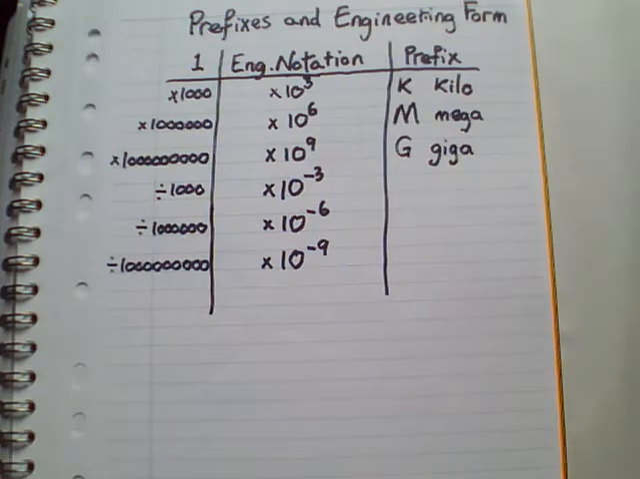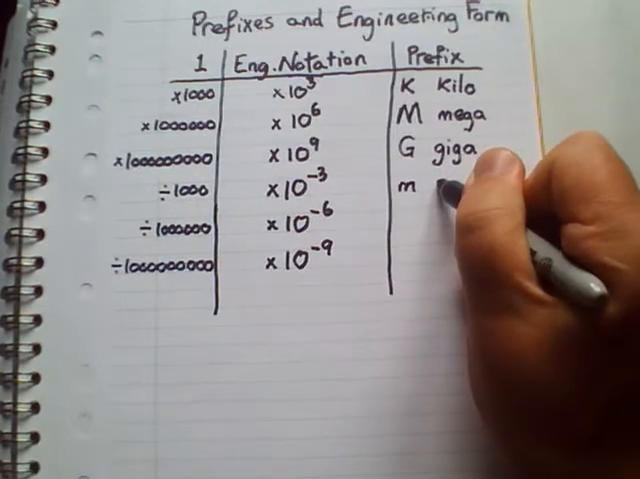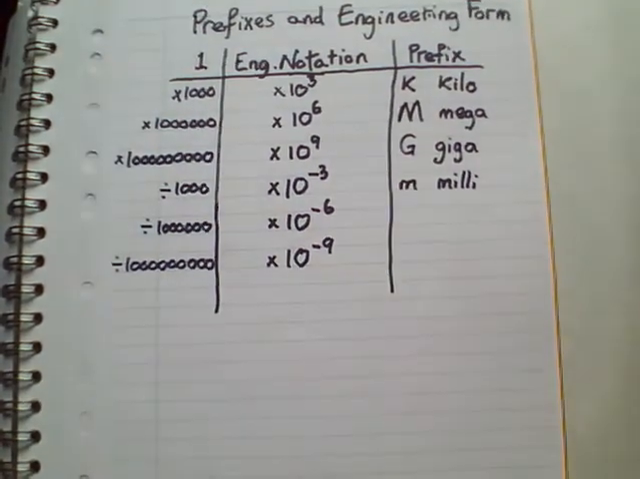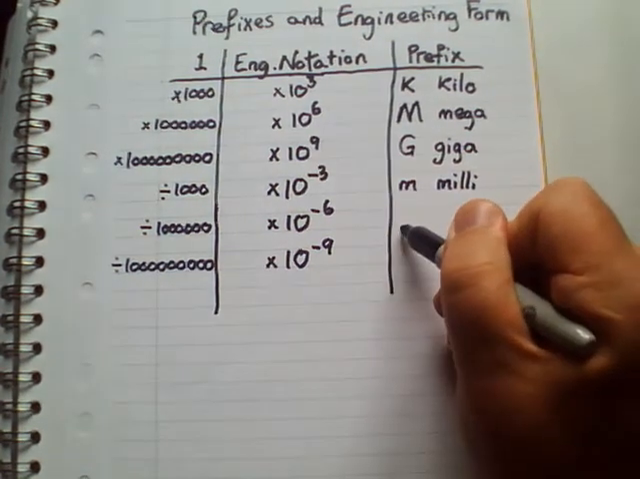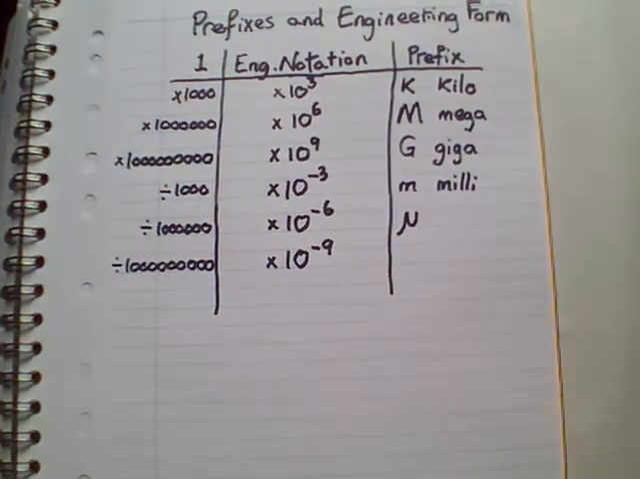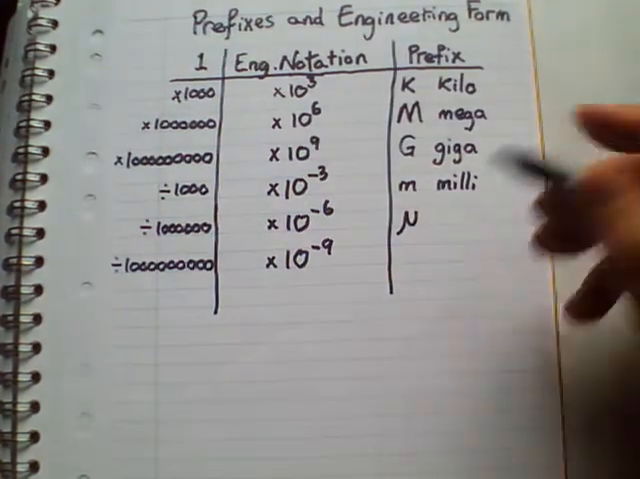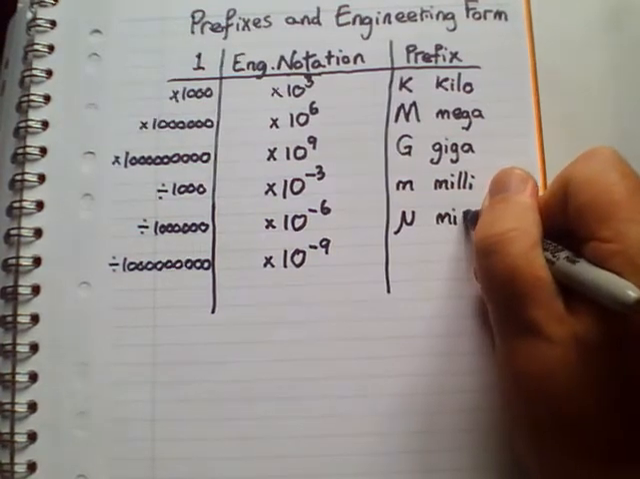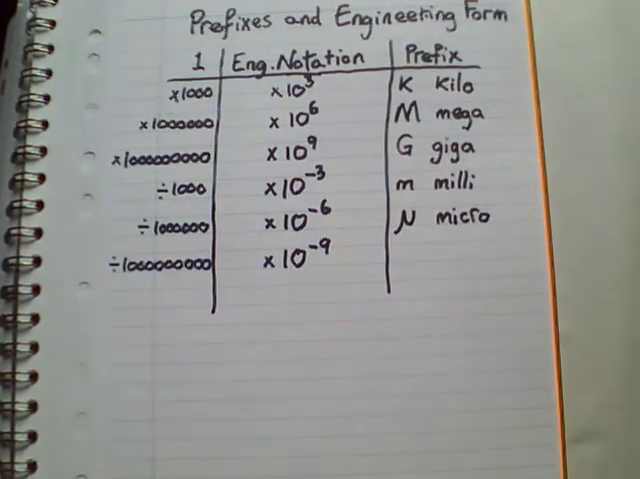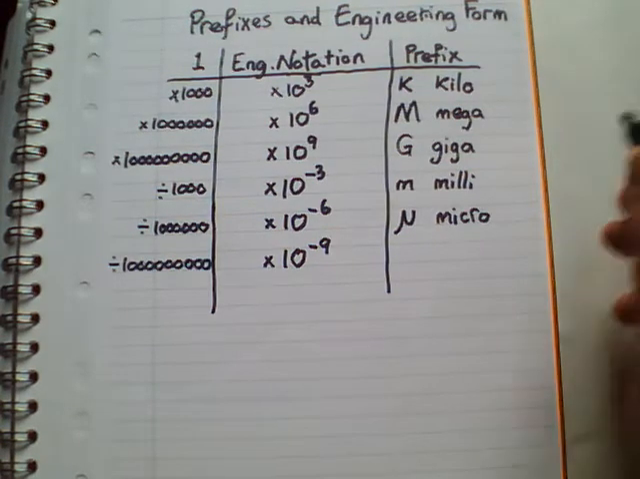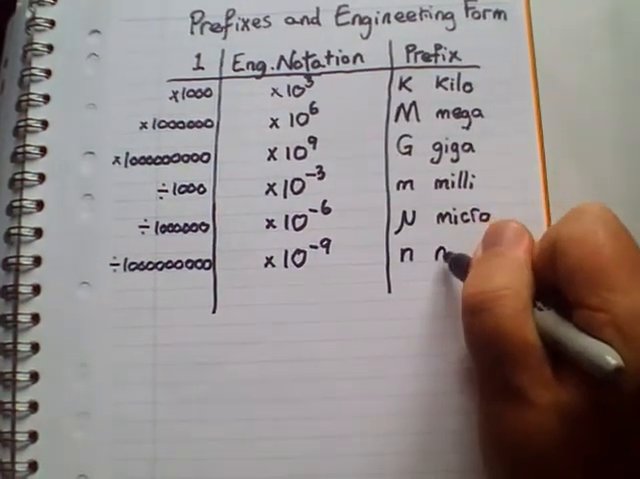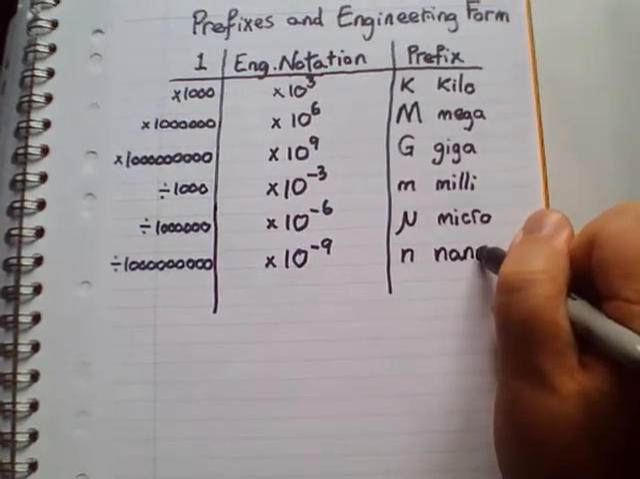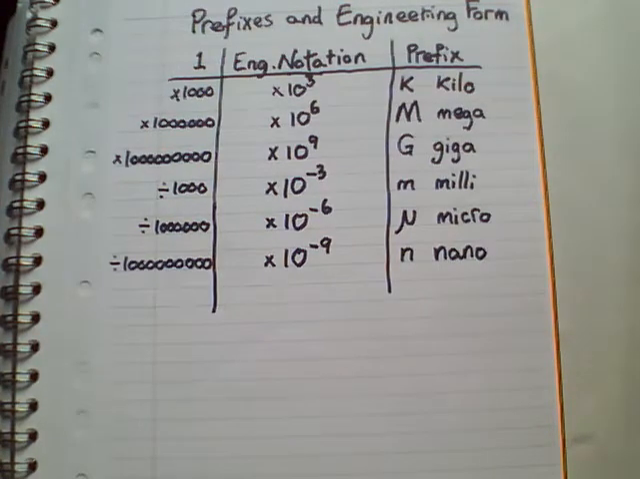Okay, so if we go the other way, so we're dividing this time, lowercase m is of course milli, like in millimeters, a thousandth of a meter. Smaller than that, a millionth of something, we use the Greek letter mu, which is the Greek version of our letter M, and we use that as micro. So you'll see electronic components like capacitors measured in microfarads, and then something which is a billionth, so divided by a billion, we would use lowercase n, and that's for nano. And again, electrical components can be measured in nanofarads for capacitors, for instance.